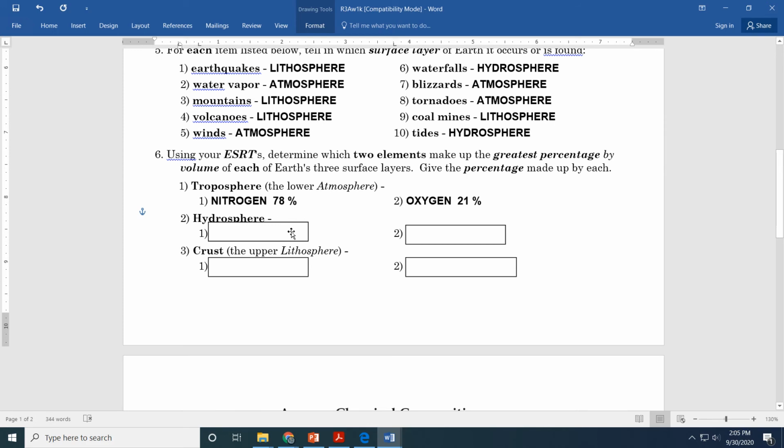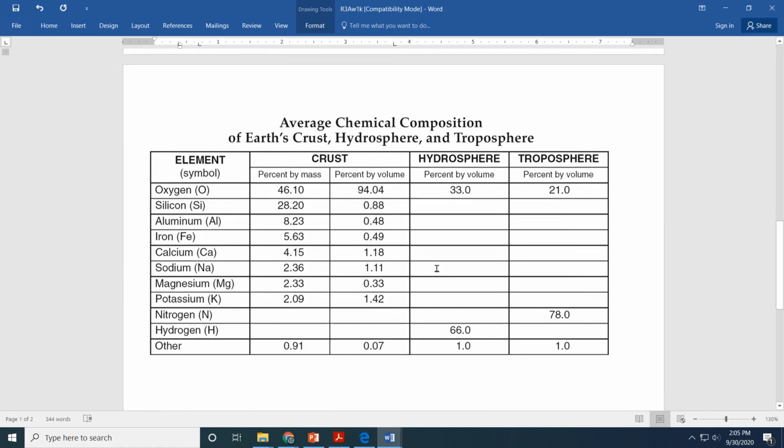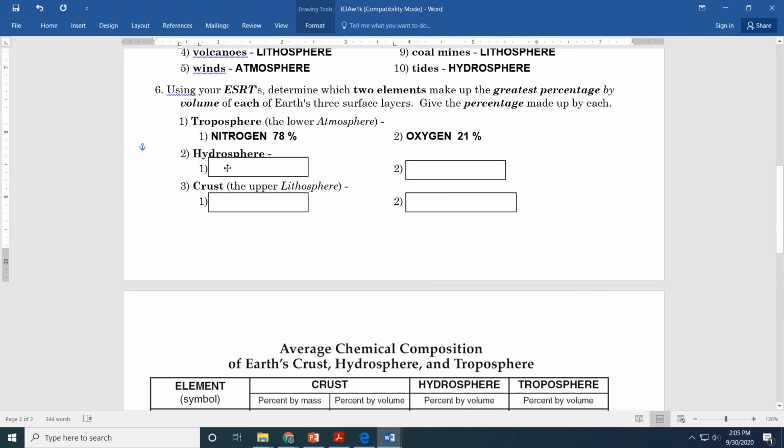The hydrosphere, good old H2O. Hydrosphere, there's your numbers. Pretty straightforward. 1% other stuff. So hydrosphere, H2, so twice as much hydrogen, 66%, as there is oxygen, 33%. It's kind of weird. There's actually more oxygen in the water than there is in the air you breathe. Don't try breathing water, though. That won't work out well for you.